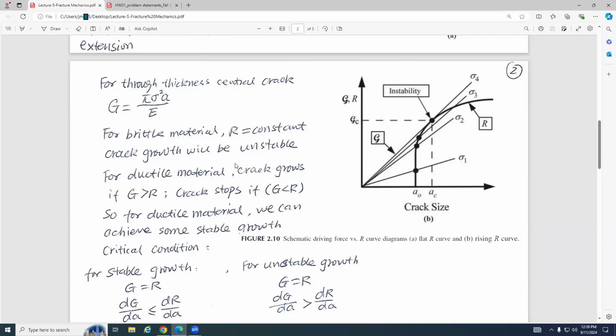And for ductile material, if G is greater than R, energy release rate is greater than resistance, the crack grows. If G is less than R, the crack stops. So for ductile material, we can achieve some stable growth. This is a critical condition. Let me show you guys.